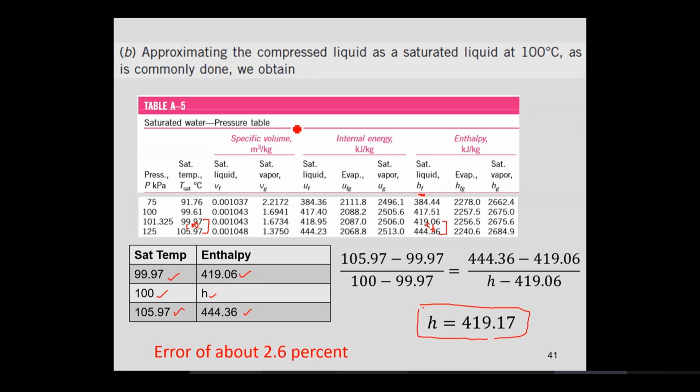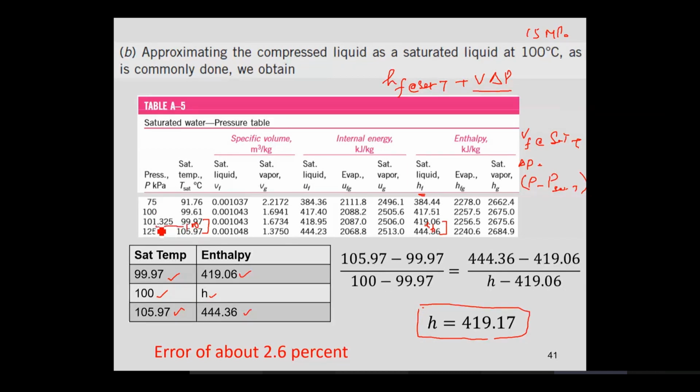The third is where you use the approximation of Hf at saturation temperature plus v delta P. So you'll add v delta P terms to this approximation to make it a better approximation. v is nothing but vf at the saturation temperature, and delta P is essentially P, which is the actual pressure given to you as 15 megapascal, minus the saturation pressure corresponding to 100 degrees centigrade or the temperature.